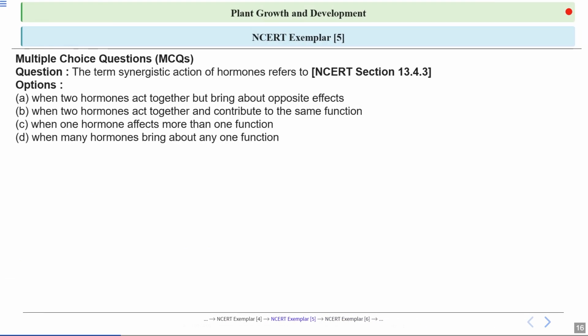Let us see the next question. The term synergistic action of the hormone refers to. This question is coming from NCERT section 13.4.3. Let us see the options for this question. A, when two hormones act together but bring about opposite effects. B, when two hormones act together and contribute to the same function. C, when one hormone affects more than one function. D, when many hormones bring about any one function.